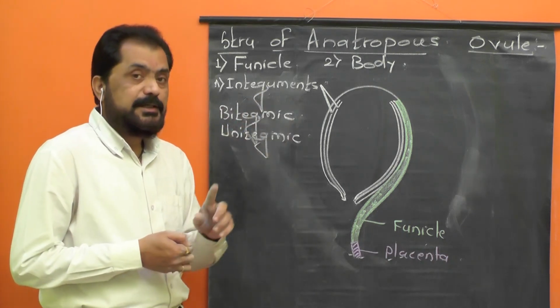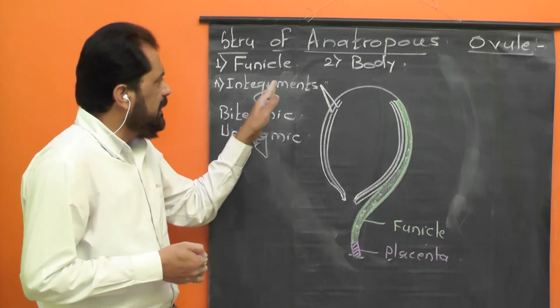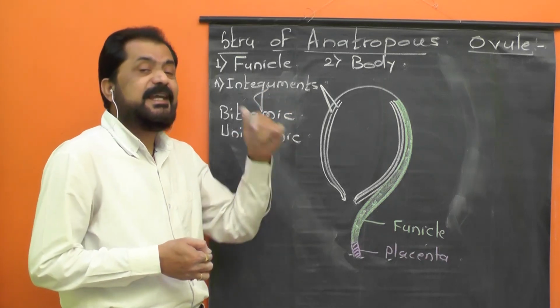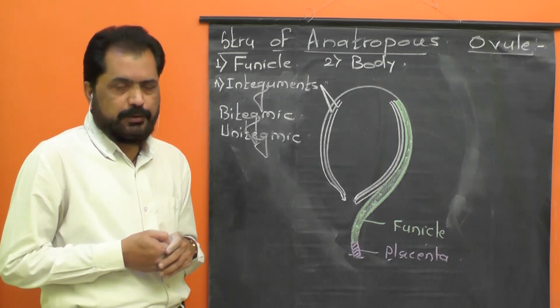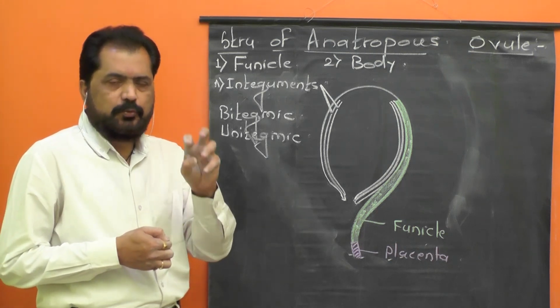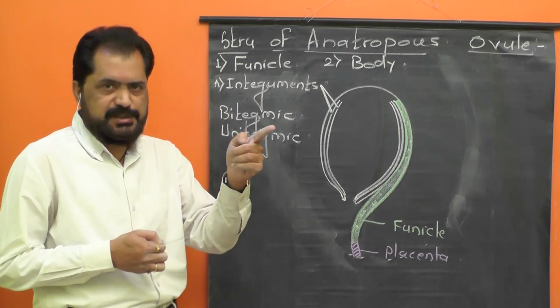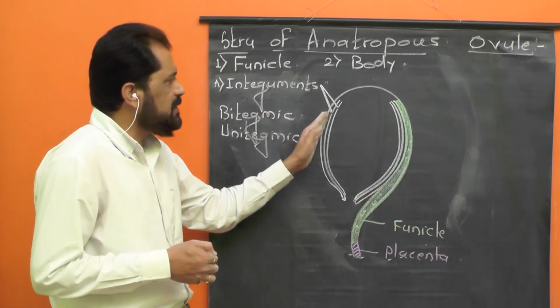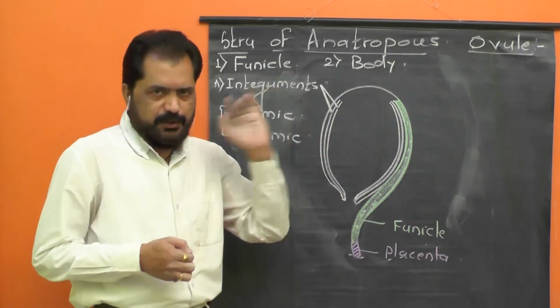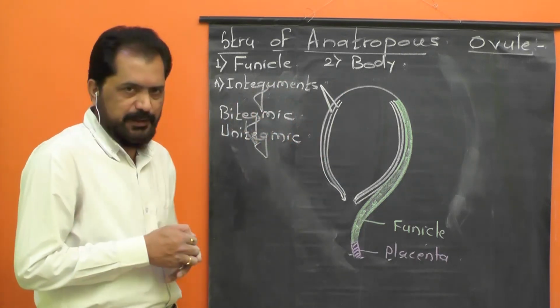And second, during seed formation, the integuments get converted into seed coat. Seed coat, that is the outer tough protective covering present around the seed. It means after fertilization, integuments are converted into seed coat. That's all about the integuments.